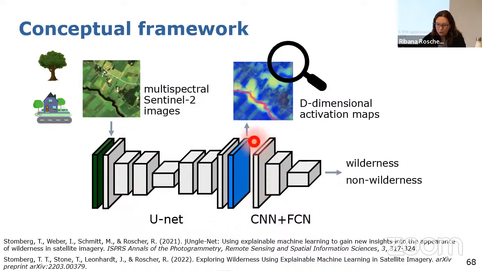And then we use the output of the UNet, this activation map, which is usually used for the decision making, and take a closer look at it. This is what we later use for the analysis. And in order to make an actual decision, we added another convolutional neural network, so this part here, and a fully connected network to have a classifier for wilderness and non-wilderness.